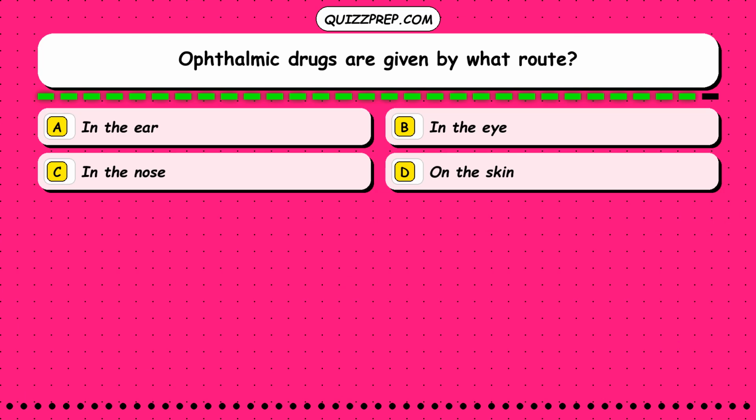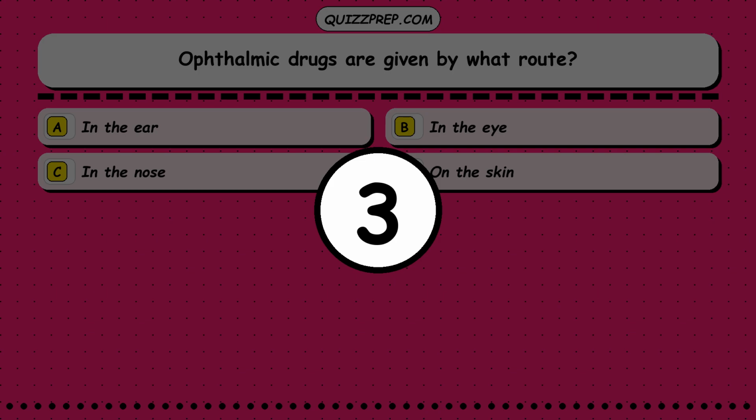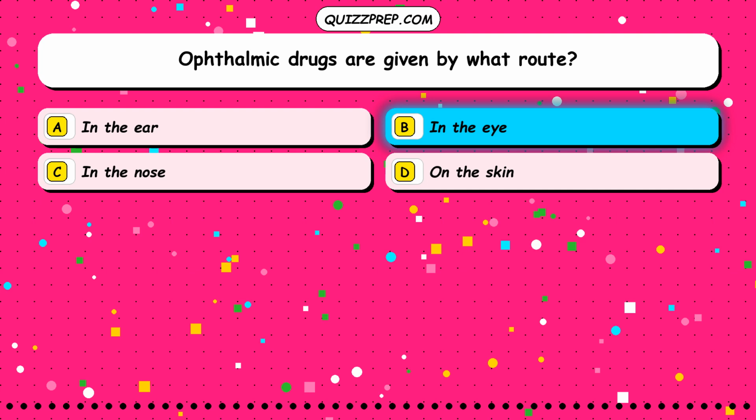Question 345. Ophthalmic drugs are given by what route? Option A, in the ear. Option B, in the eye. Option C, in the nose. Option D, on the skin. The correct answer is option B, in the eye.